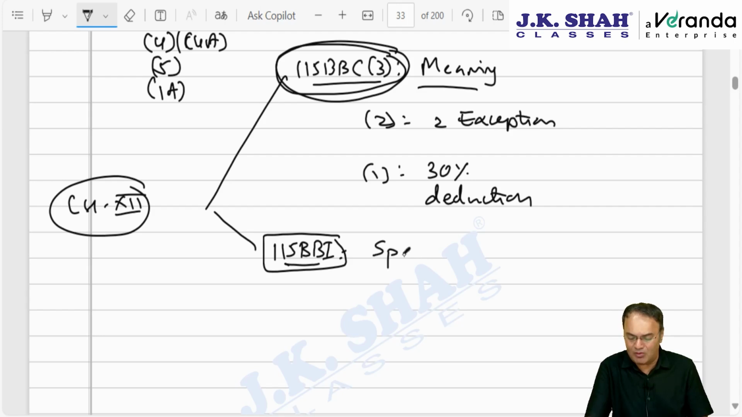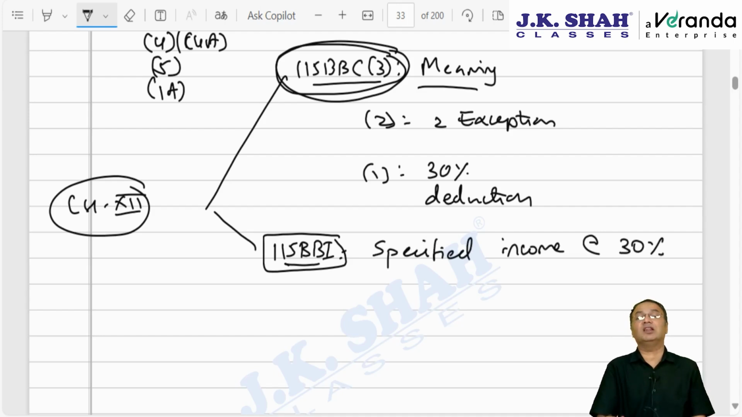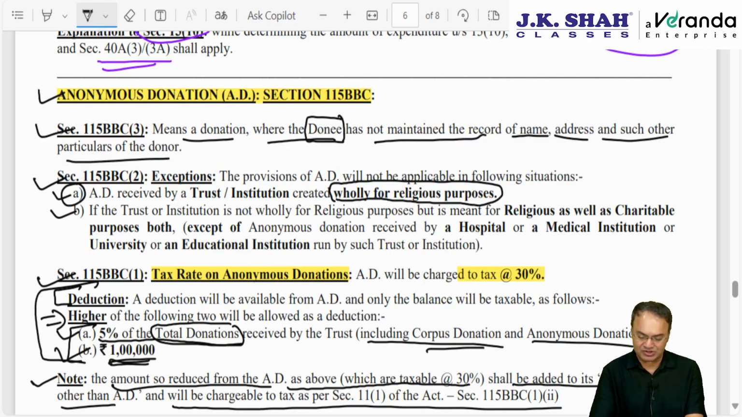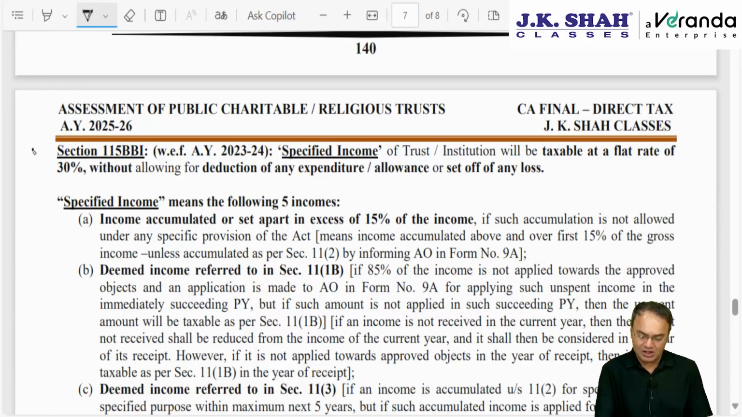Here, specified income of the public, charitable or religious trust will be taxable at a flat rate of 30%. Of course, plus surcharge plus health and education cess at the applicable rate, depending upon two factors: total income, whether exceeding 50 lakh, 1 crore, 2 crore, 5 crore or not, and also the legal status of the assessee, whether AOP, AJP, company, cooperative society. So what is 115 BBI? Specified income will be taxed at 30% flat rate. Under 115 BBI, the following 5 incomes are called specified income.